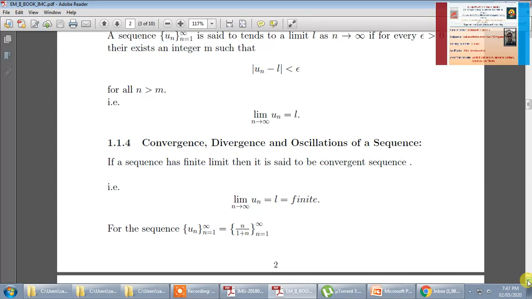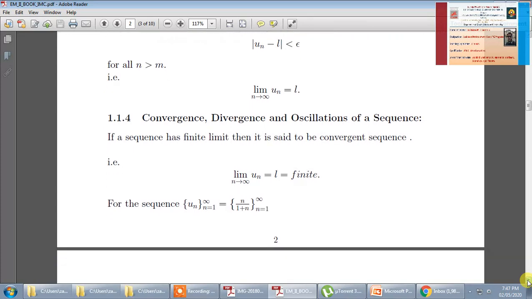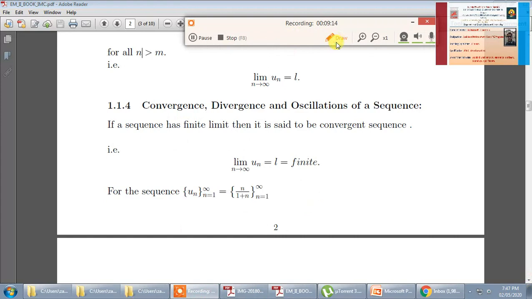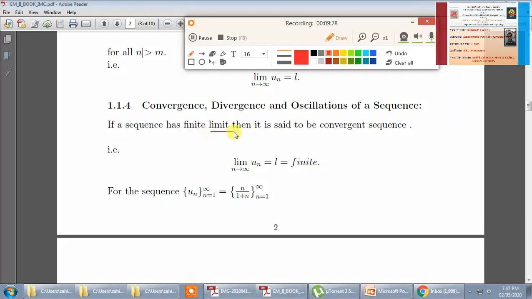Now after this, let us discuss convergence, divergence and oscillations of a sequence. If a sequence has a finite limit, like the limit of 1 upon n, with n from 1 to infinity, which I have just shown is 0, that is finite, therefore the sequence is convergent.